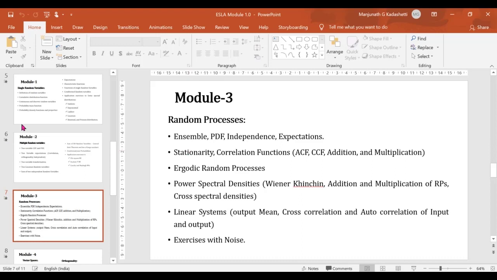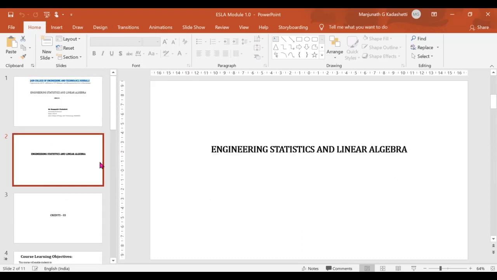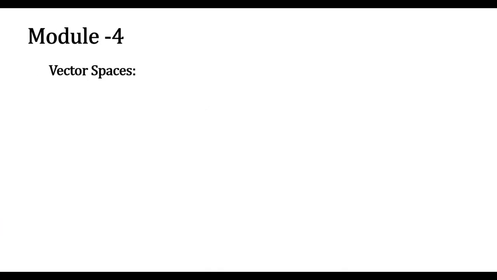So you have got the idea of engineering statistics. In engineering statistics, what will we be studying? Okay. Linear algebra starts in the fourth module. The fourth module covers two important topics: vector spaces and orthogonality. These two important concepts are covered in module number 4, and they are related to linear algebra.